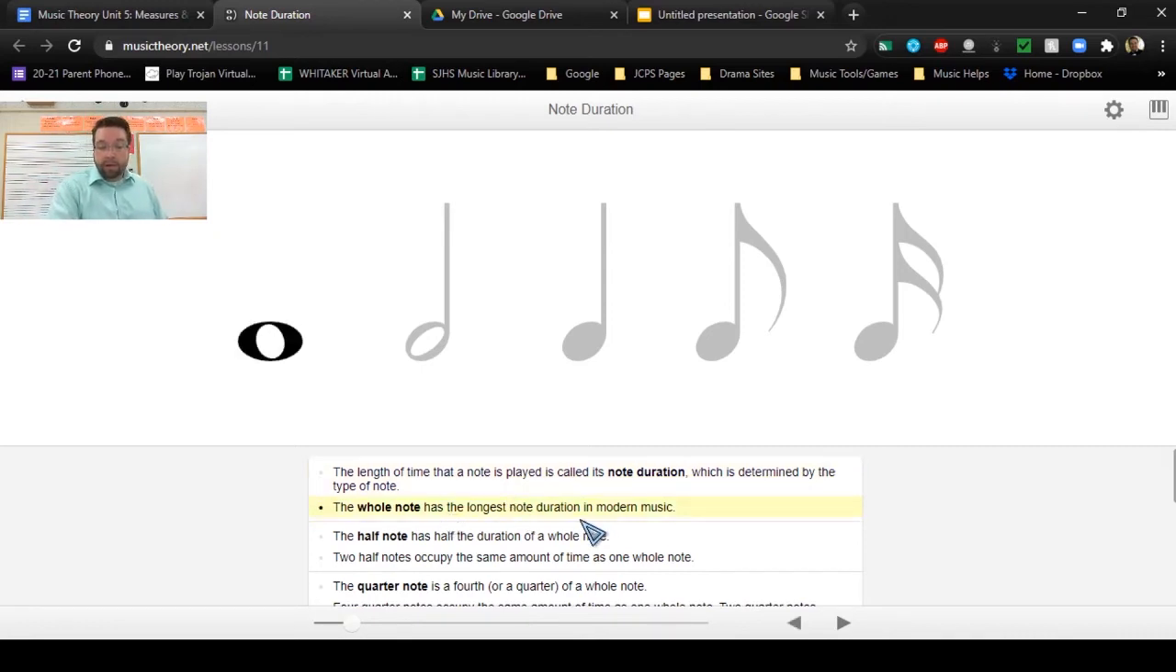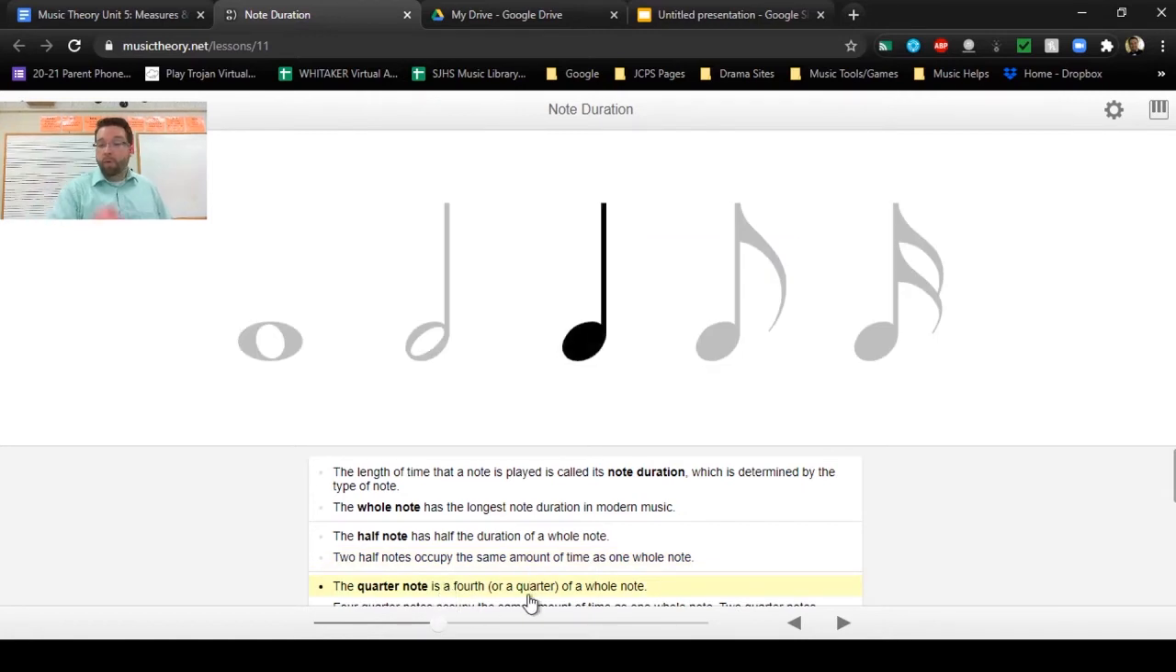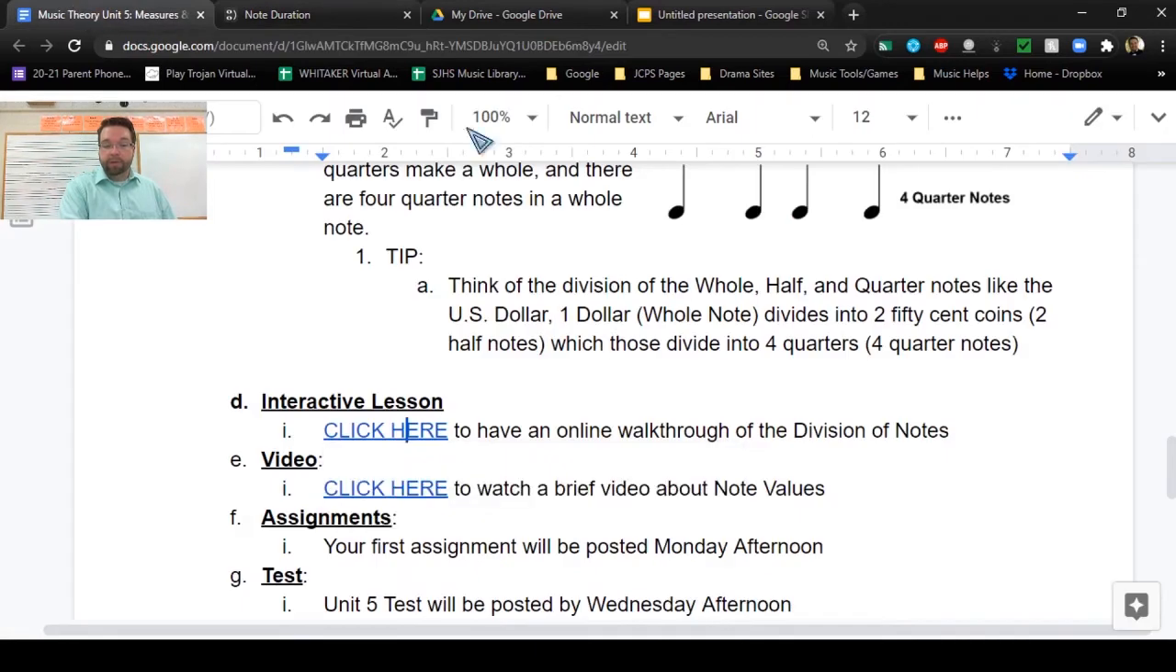The whole note has the longest duration in modern music. The half note has half the duration of the whole note. Two half notes occupy the same amount of time as a whole note. The quarter note is a fourth or a quarter of a whole note. Okay? And four quarter notes occupy the same amount of time as one whole note. Okay, two quarter notes equal the duration of a half note. So you can go through this and learn a little bit more about note duration if it helps to understand that just a little bit better.